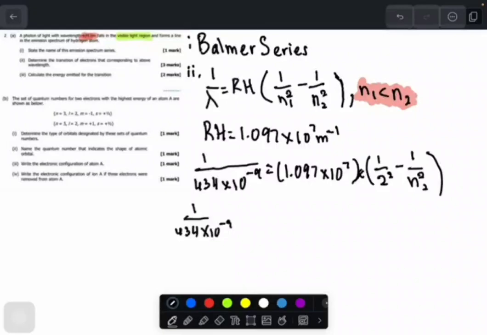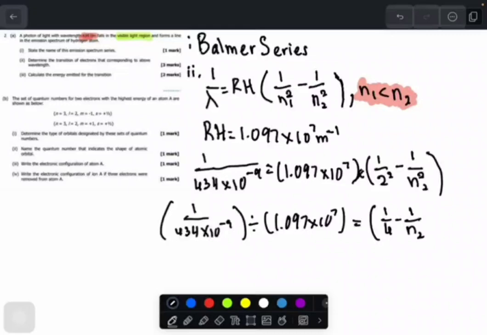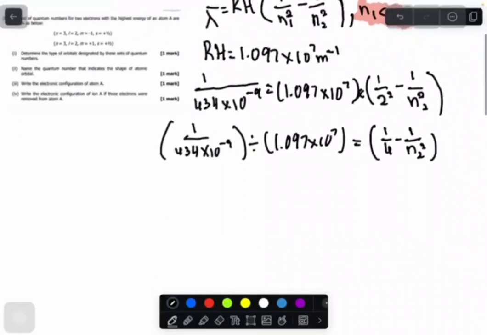Since it's times here, just divide 1.097 times 10 to the power of 7. Just use your calculator, guys, no need to be confused. Equals to 1 over 4 minus 1 over n2 squared. So solving this equation, you will get 0.2100 equals to 1 over 4 minus 1 over n2 squared.